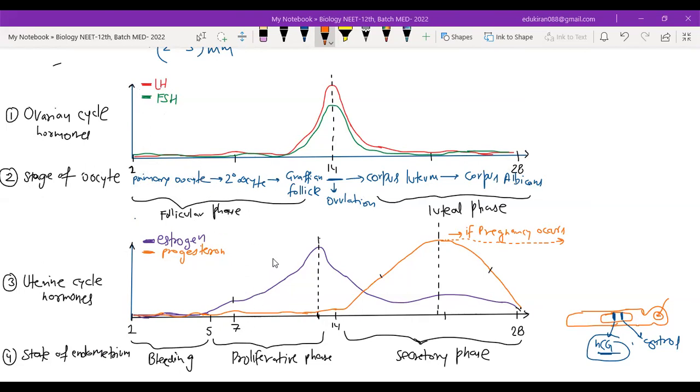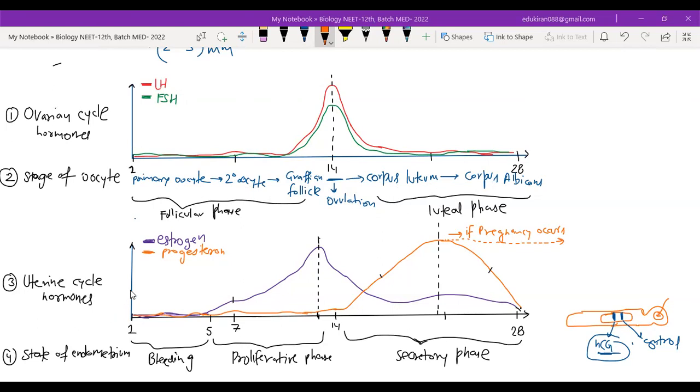Okay, Maraj, this is clear, how to read everything. Yes, sir. So the levels of LH and FSH rise and reach a peak on day 14 for ovulation, because these two hormones are important for ovulation. Before that is the follicular phase, where the primary, secondary, and the Graafian follicle, the tertiary follicle, develop. And after ovulation is the luteal phase of the ovary, where the corpus luteum and corpus albicans are there. Clear? This 1 and 2 is clear, Maraj? Yes, sir. It's clear.